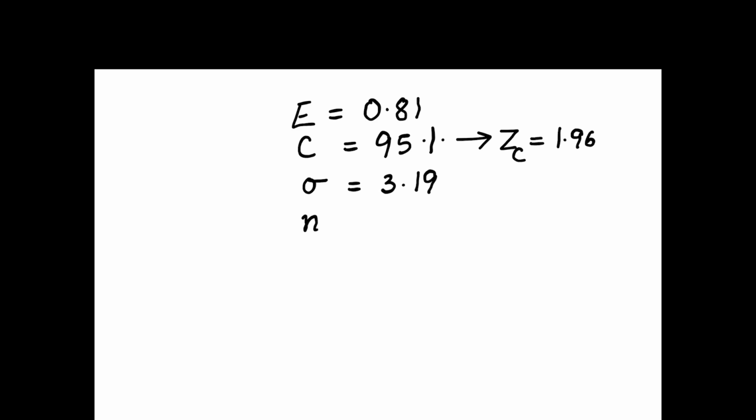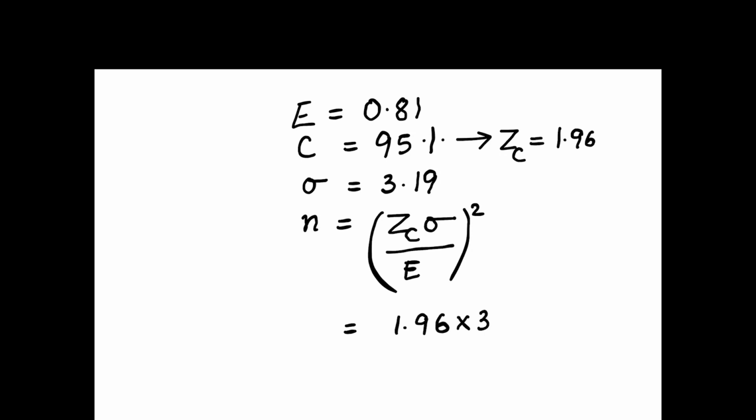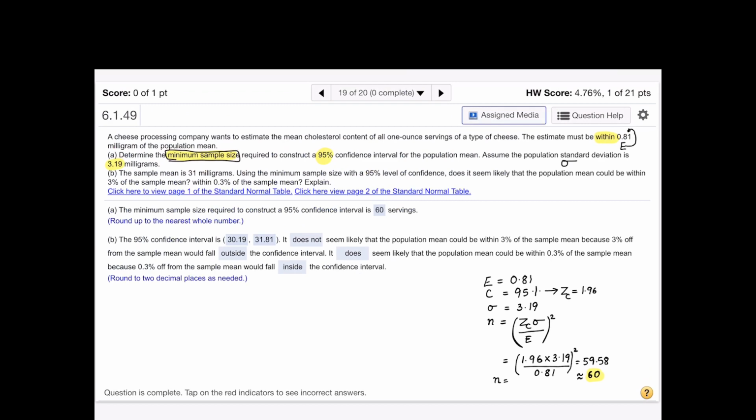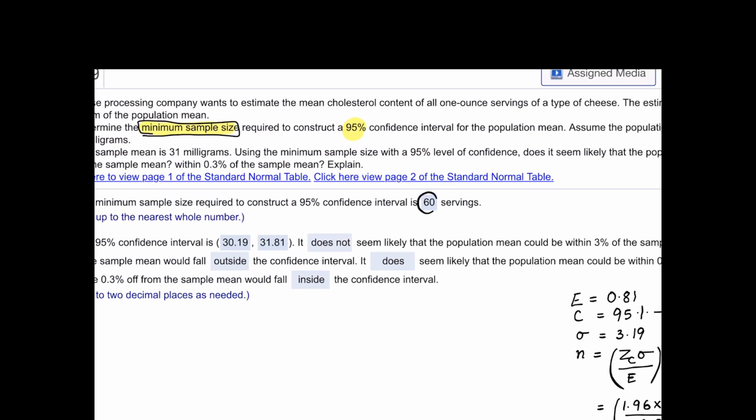And the formula for N is ZC times standard deviation over E, whole squared. So I know my ZC is 1.96 times standard deviation 3.19 over the E value 0.81, and when I square it I get 59.58. I always round up, so it's approximately 60 is my sample size. Okay, so now you have your N value, and let's go ahead and see if that matches. And the N value here is 60, so 60 servings.